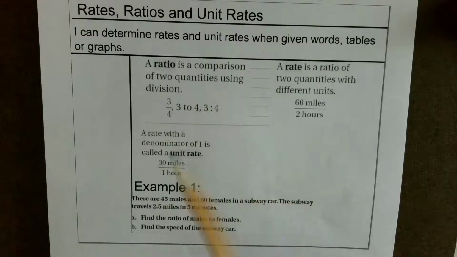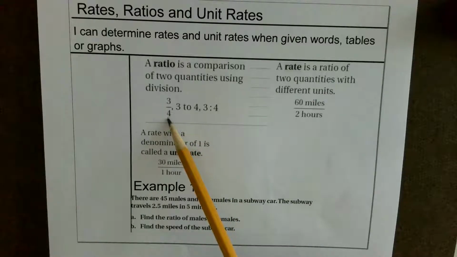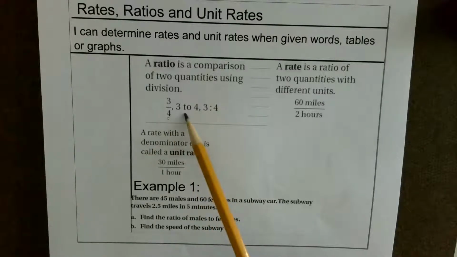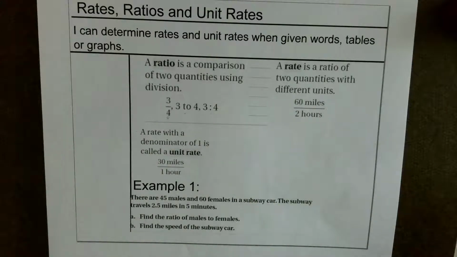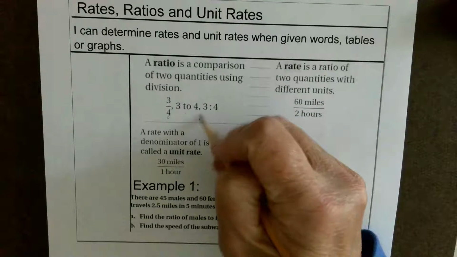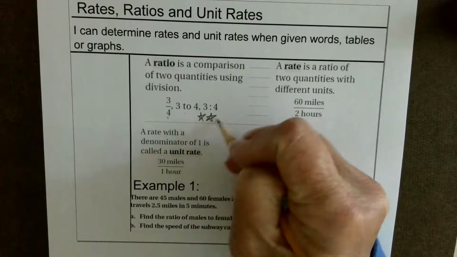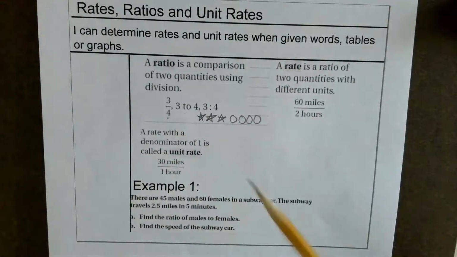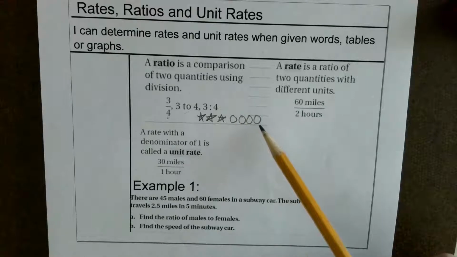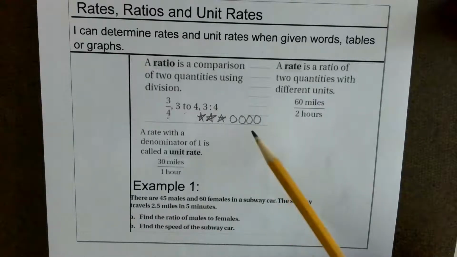using division. And ratios can be written 3 different ways. They can be written where they look like a fraction, 3 to 4. They can be written with the words 3 to 4, or they can be written with a colon in between, 3 to 4. And this might be like if we're talking about stars to circles. There are 3 stars for every 4 circles. So that ratio is 3 to 4. 3 stars to 4 circles.